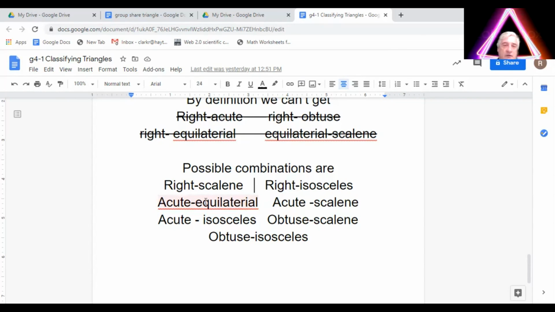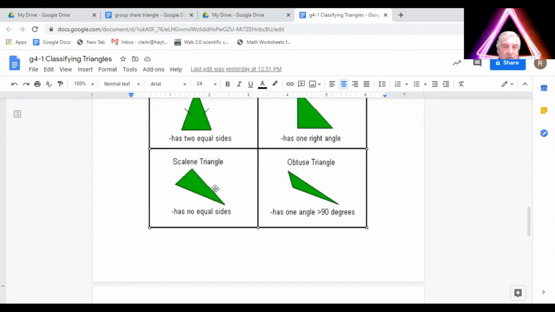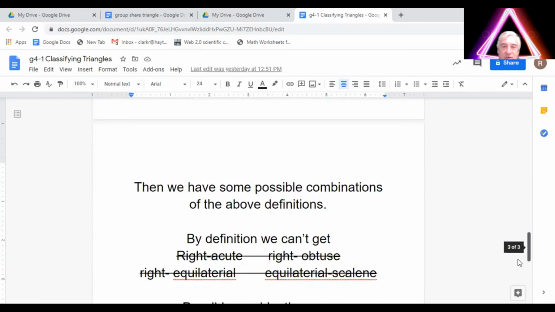Acute equilateral. All equilateral triangles have 60-degree angles. So all equilateral, or all equal angular, triangles are also acute. Could you have acute scalene? Yes. Up here I have a scalene triangle. It's not a right triangle, it's acute. It's acute and scalene.